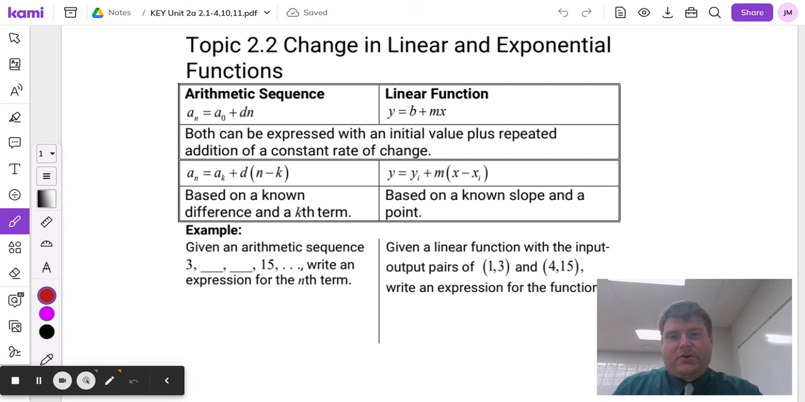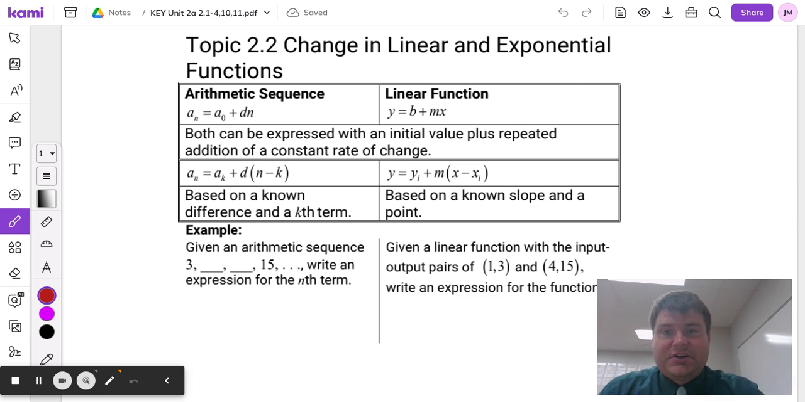Hello, this is Coach Meinbauer, and I'm here for AP Precalculus for topic 2.2, which is changing linear and exponential functions. And what we're going to do is relate these things off of 2.1, which were exponential sequences, which was geometric sequences, and linear sequences, also known as arithmetic sequences.